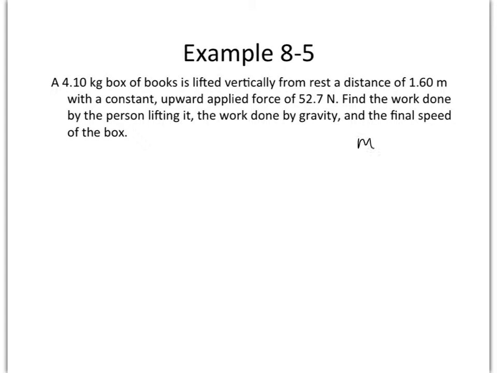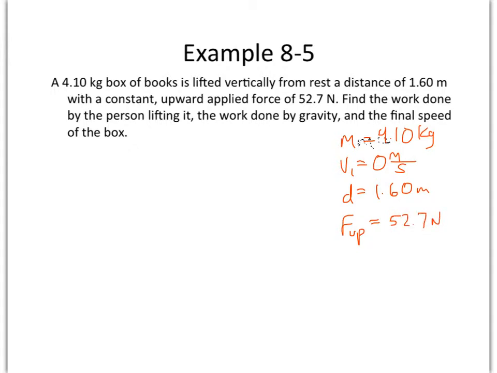The mass of the box equals, and I'm going to write in a different color so you can see it, because I'm going to shrink this down so we have some more space. The mass of the box equals 4.10 kilograms. From rest, that's going to be important a little bit later on, 0 meters per second. A distance, d, or you could call it delta x, of 1.60 meters, directly upwards, of course. By what force? Well, I'm going to call it a force up, and it's going to be 52.7 newtons.